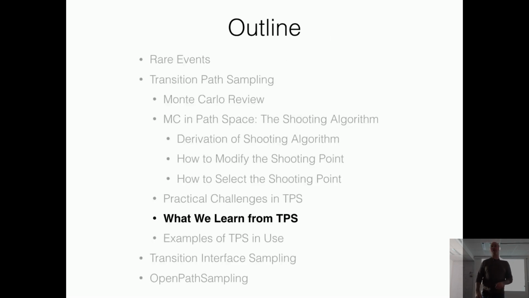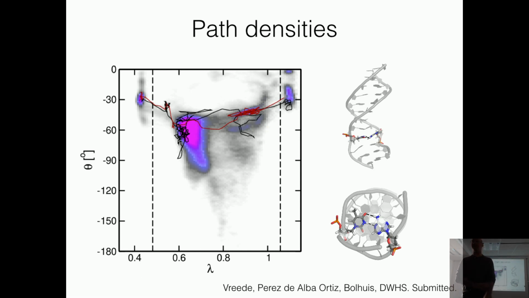All right, so those are the practical challenges you have to face. It's not all trivial. I mean, there is still setting up these simulations. What do we learn from it? One of the most important things are what we call path densities.